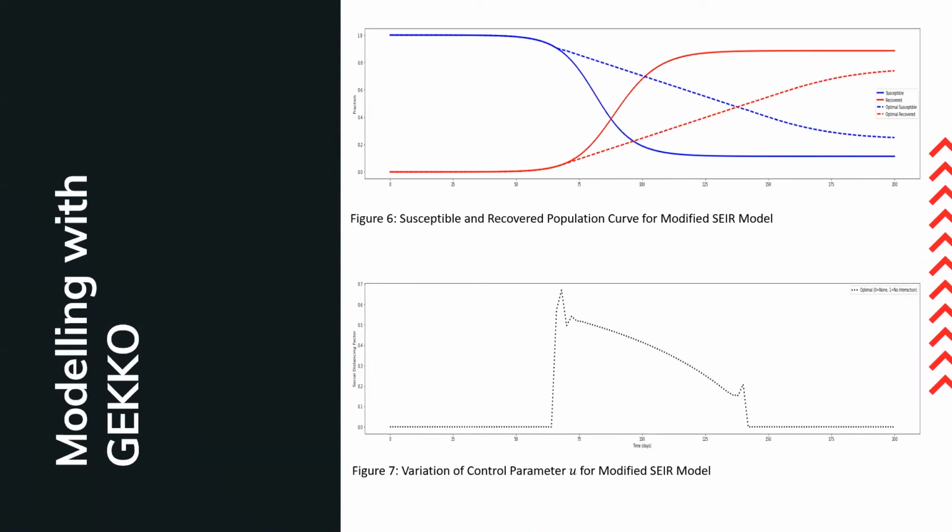Yeah, and this shows the variation of the control parameter for the modified model. You see that at first there's no social distancing, no prevention and whatnot, and then it reaches a maximum of about 0.69 at a point, and then it tapers off and reaches 0 again. So maybe, just maybe, we won't be in this state of emergency for much longer. Yeah.